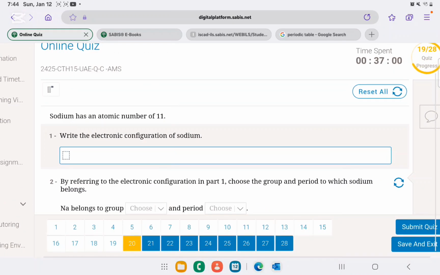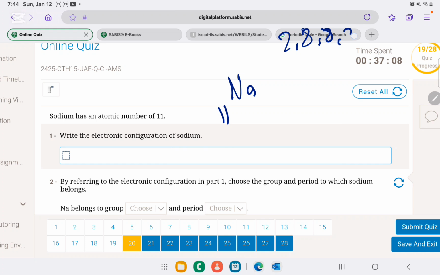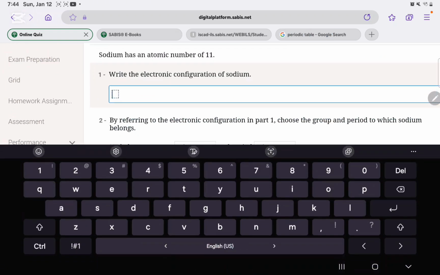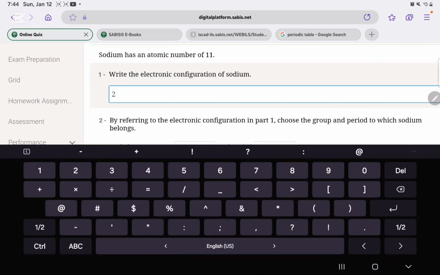Sodium has an atomic number of 11. The electron configuration of sodium, again, Na 11, 2, 8, 18, 32. This is the maximum number in each layer. So now we need to go in order and fill each layer one by one. So 2, 8, and then 1. This is 11, so we just need to write 2, 8, 1.